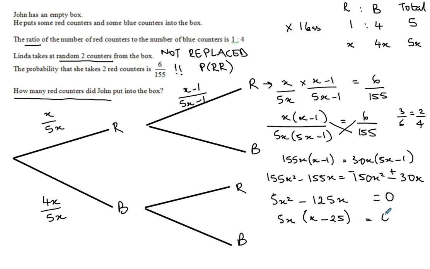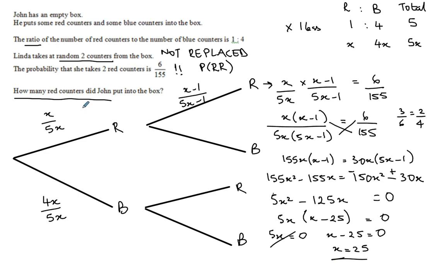Suddenly everything looks much easier, isn't it? So we've got either 5x equals 0 or x minus 25 equals 0. So we know that can't be right. We can't have no counters. So x must be 25. All right, okay. Shall we test it?